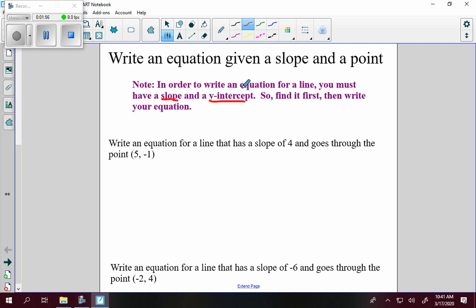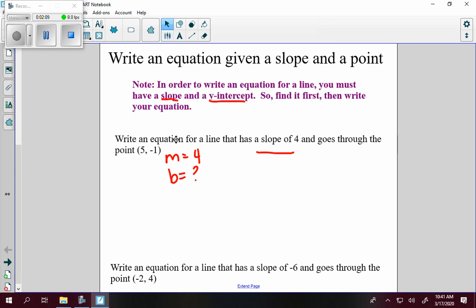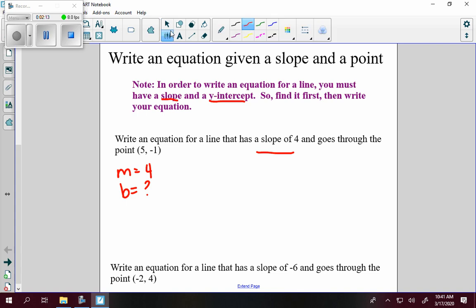If we have a slope, great. We have a slope, and we don't have a y-intercept. But all you need is a slope and a y-intercept to form that line. So let's find the y-intercept. In order to find the y-intercept, I'm still going to just use the equation y equals mx plus b.